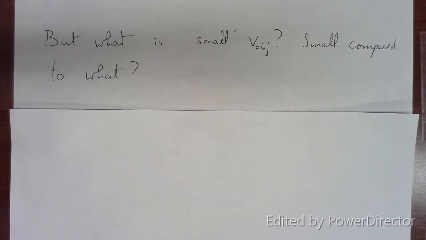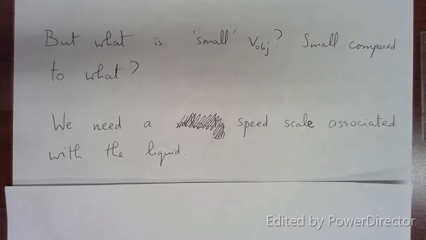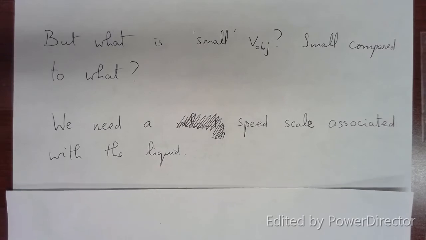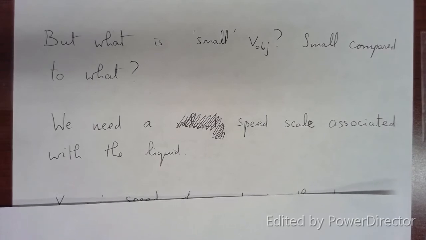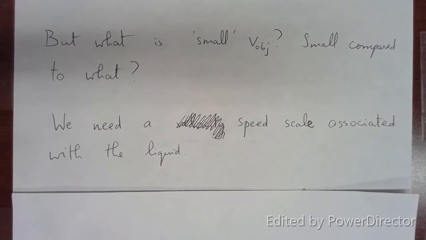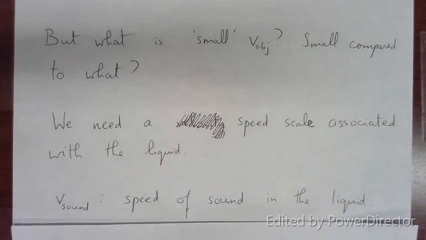Small compared to what? So we need another velocity scale or speed scale in this problem that we can compare v object to. Turns out there is a speed scale that we can associate with the liquid. Even if the liquid as a whole is not flowing, we can still talk about oscillations in a liquid. And the speed at which that propagates, well, that's the speed of sound. So v sound we will use to refer to the speed of sound in the liquid. Remember, the liquid as a whole is stationary. The object is moving in the liquid. V sound is the speed of sound in the liquid.